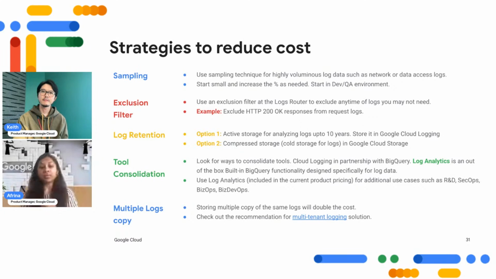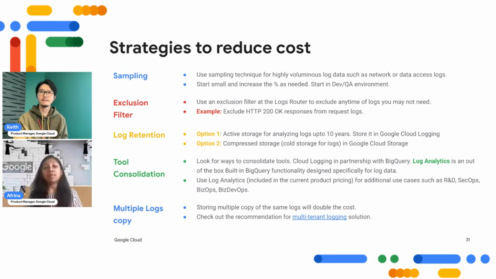Now, number four is tool consolidation. Figure out ways if your teams can consolidate all their needs into one. Like with the power of log analytics, like I mentioned, you're able to bring in different use cases. Like you're able to ask your SecOps teams, your R&D, your BizOps, your BizDevOps, all of them can leverage the same underlying observability data for their business goals. You do not need to have 3 or 5 different applications doing the same thing for you, right? And that's a significant cost saving.